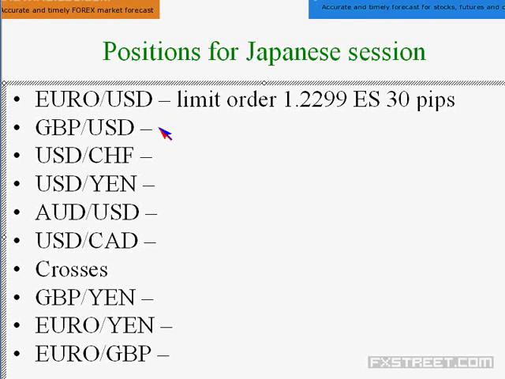In the case of GBP, the current level is 1.4952, near the high. They have breached the high just by 1/5. So I will try to buy near 1.4919. So keep a limit order with an entry stop of 30 pips.